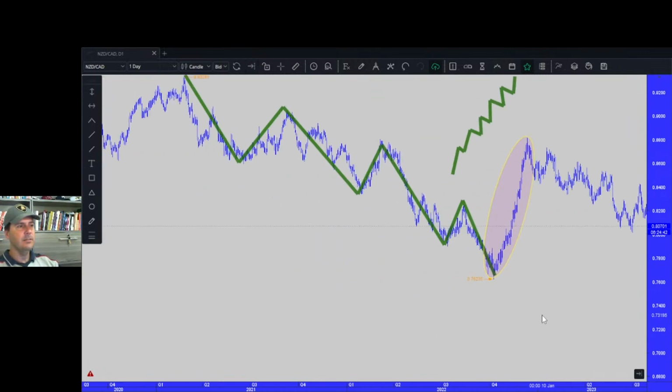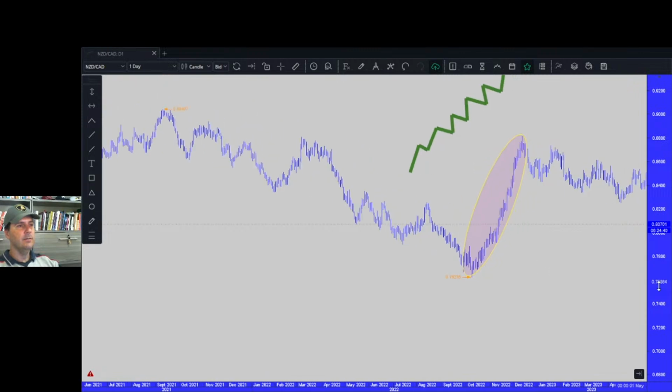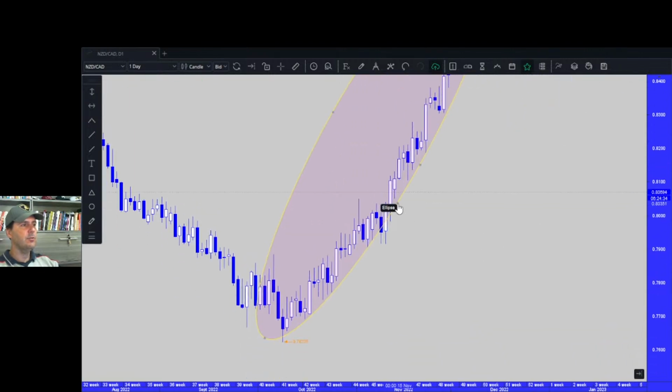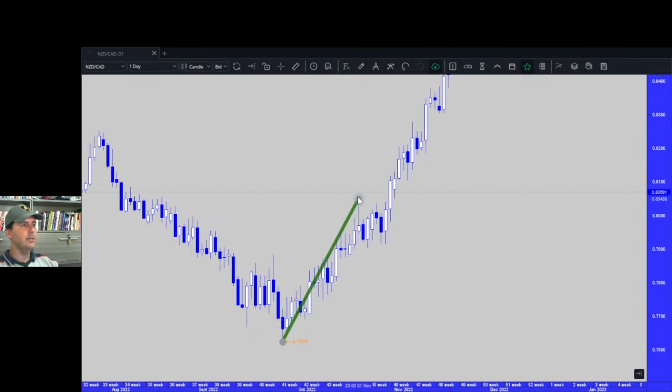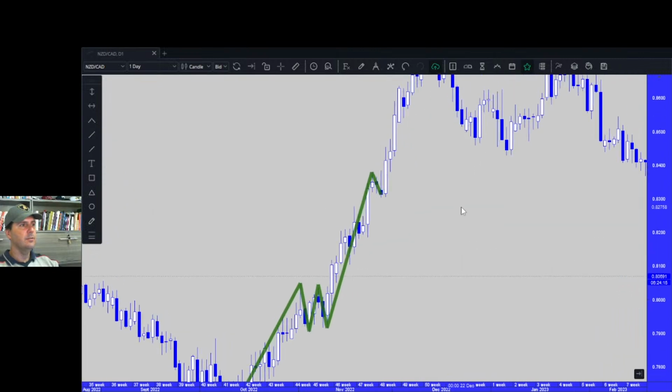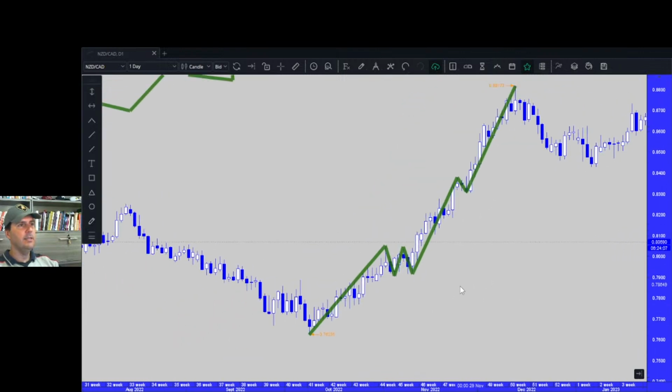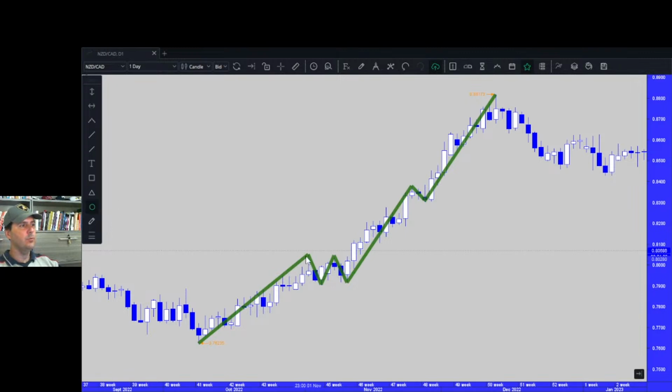Agreed, everybody? But if I zoom in, everybody, give me a second, and start connecting, low to high, high to low, low to high, high to low, and low to high, were there any downtrends? Was this a downtrend?